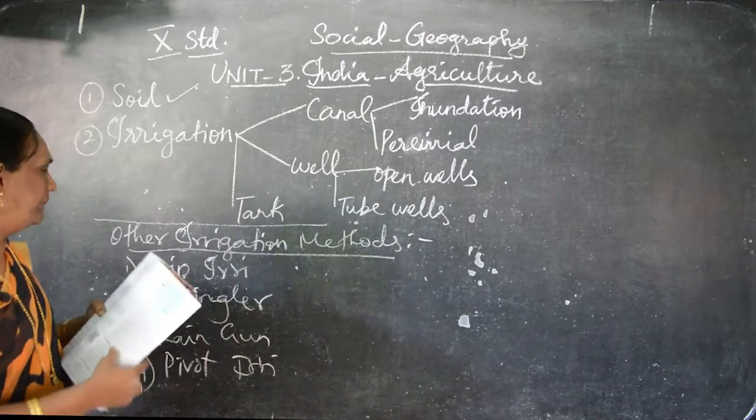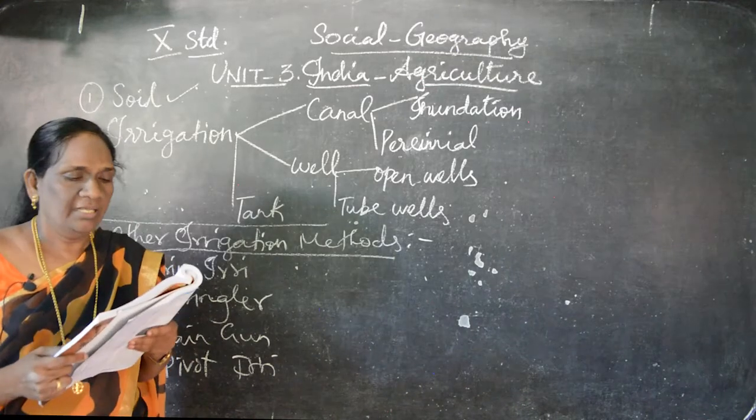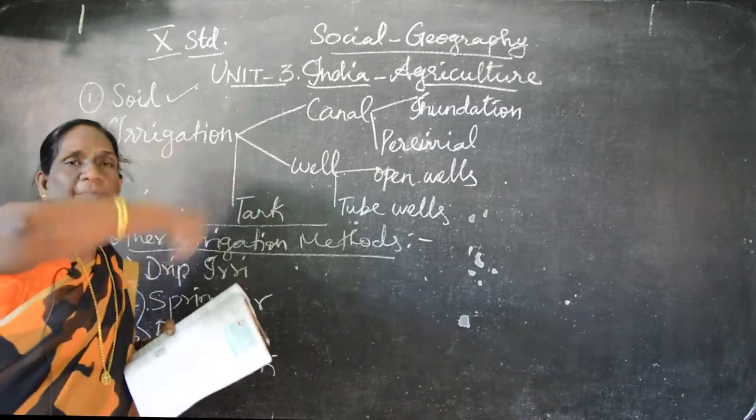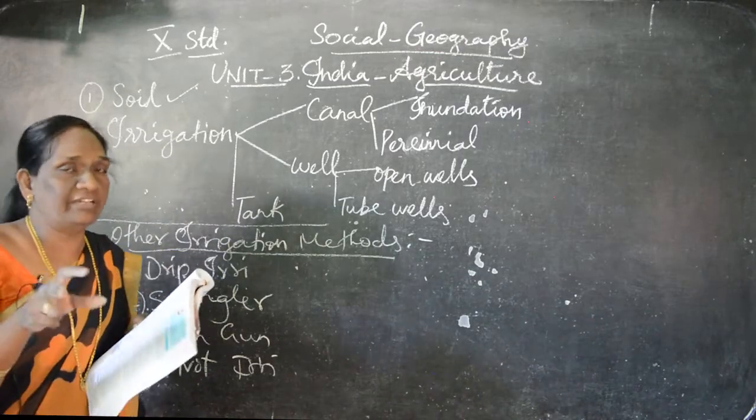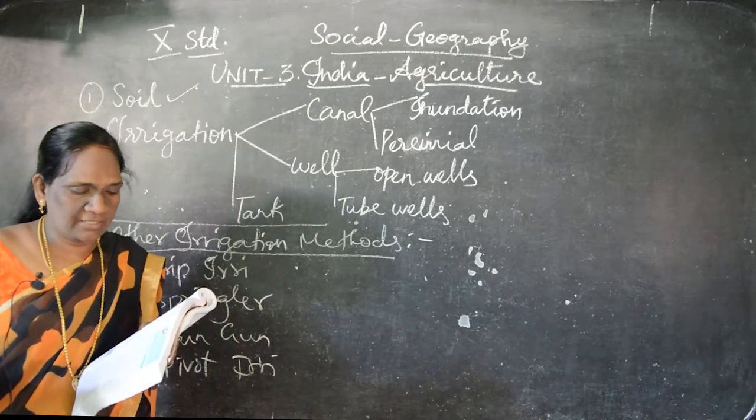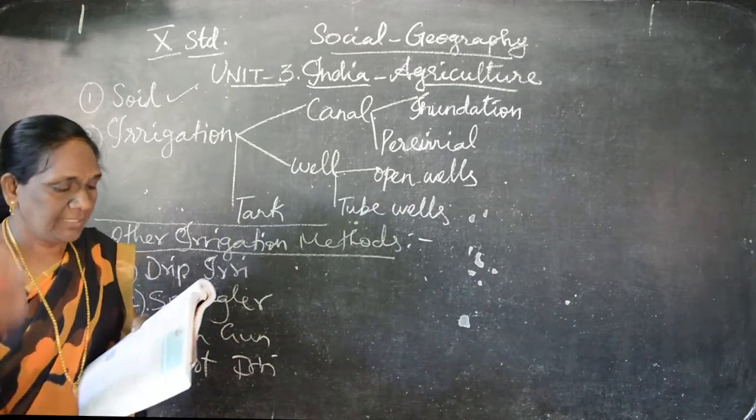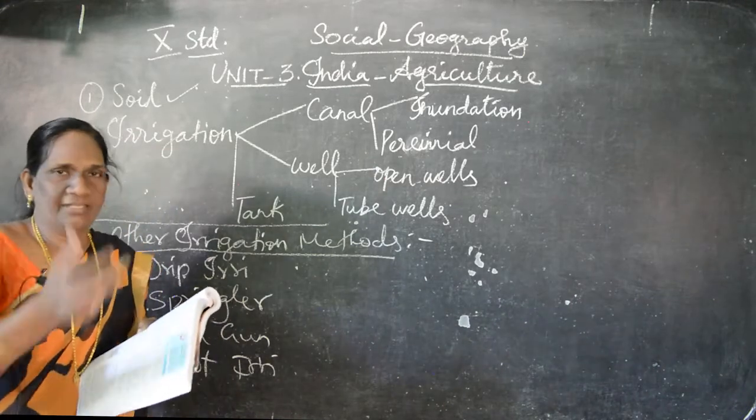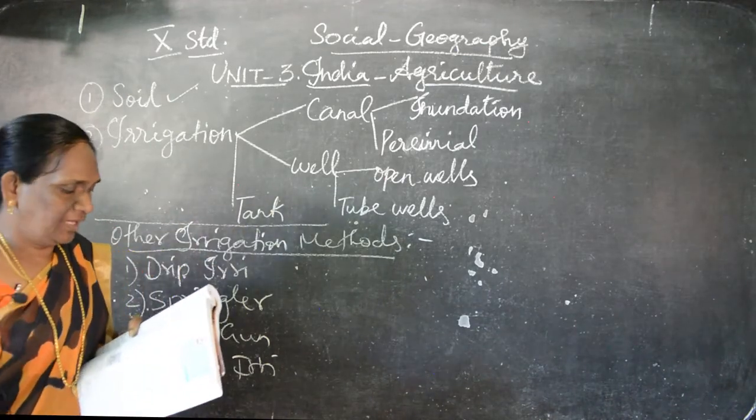One by one, see. Drip irrigation. What is drip irrigation? It is the first developed irrigation, in which water is supplied in the form of drops. Water is dropped like that. It will save water by 70%. That is called drip irrigation. Next one, sprinkler irrigation. Sprinkler means pipes. It is the simplest and easiest method. They make holes in the pipe and the water sprinkles out to irrigate. Understand, that is sprinkler irrigation.